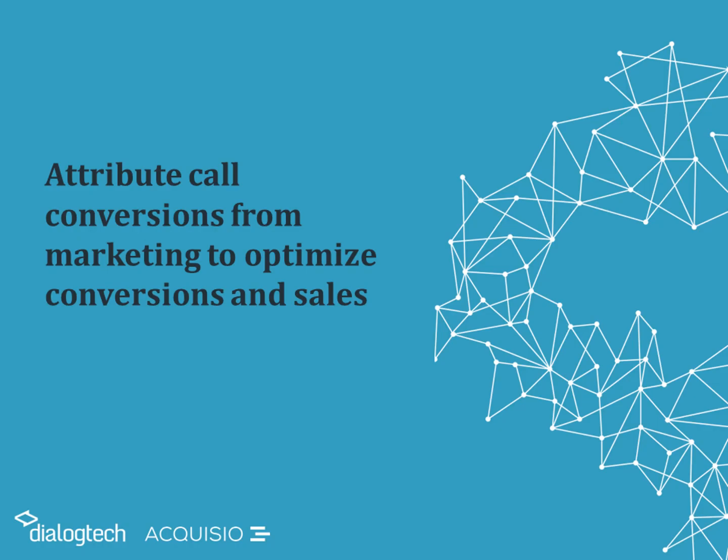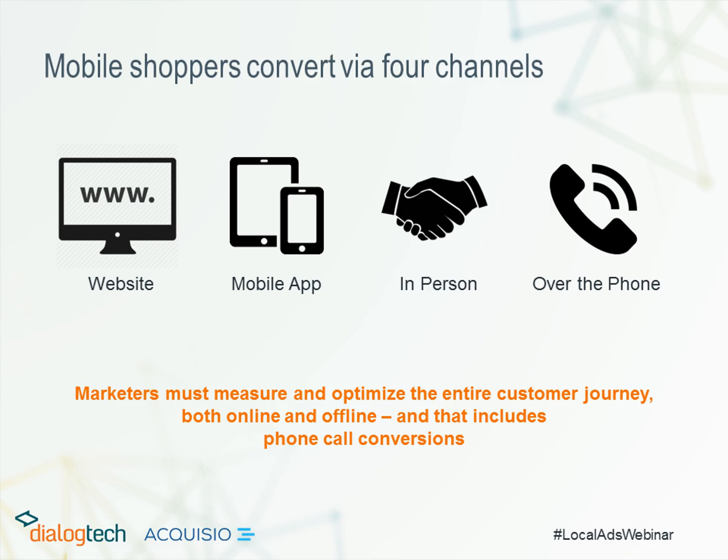So that stole a little bit of my transition, but I want to at least take a couple slides to talk a little more in detail about this call attribution piece, which I think is extremely important, especially for mobile and for local. So mobile shoppers will convert basically in 4 channels. They'll either place an order through e-commerce on your website or your mobile app, they'll come to your store, your dealership in person, or they'll make that purchase over the phone.